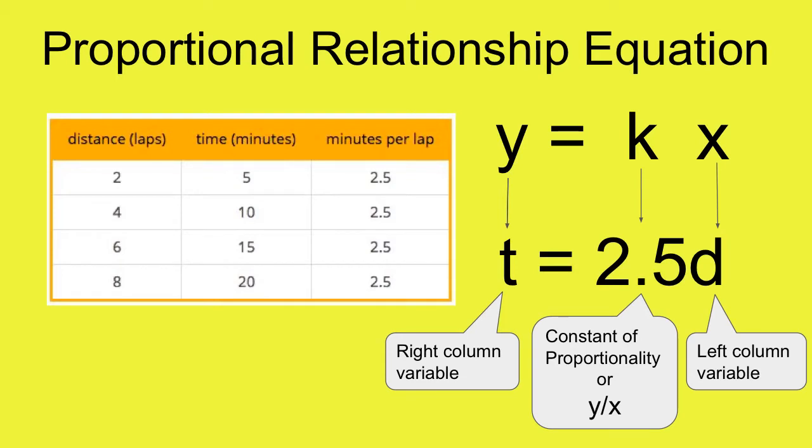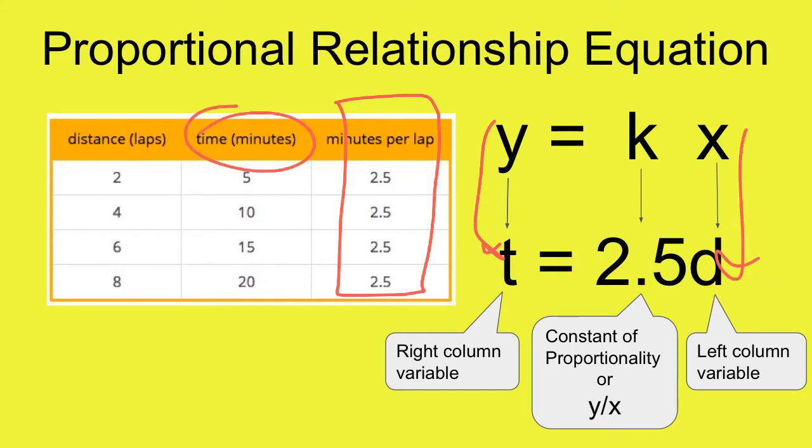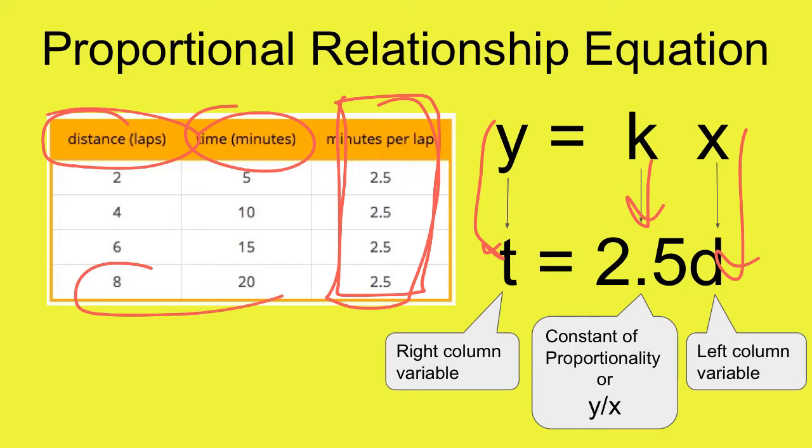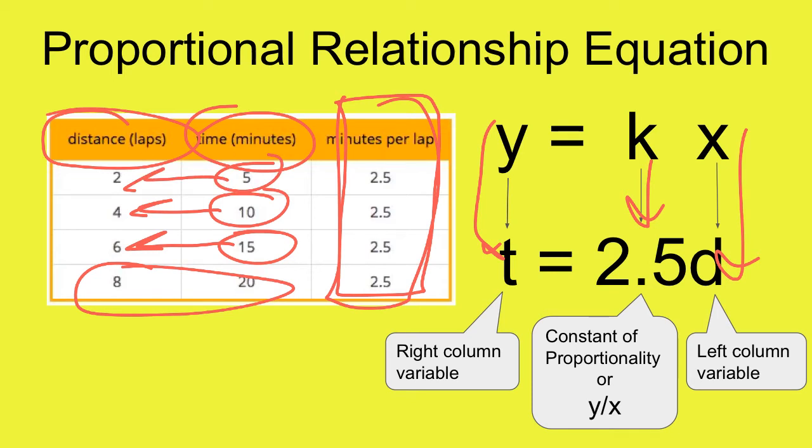So when we do that, we find that the constant of proportionality is 2.5. And then all we have to do is plug in. So y becomes t because we're talking about time. x becomes d because we're talking about distance. And k is that 2.5. And again, that is the same number you found by dividing any of these sets. But it has to be a set. It has to be the y and the x that goes with it. And you just divide them to get k.